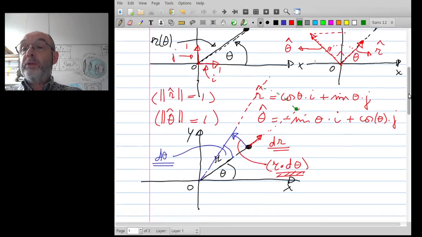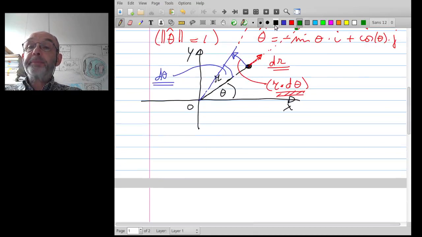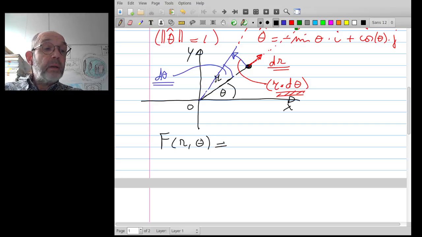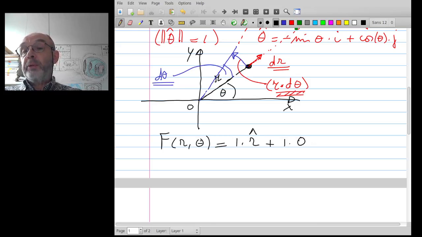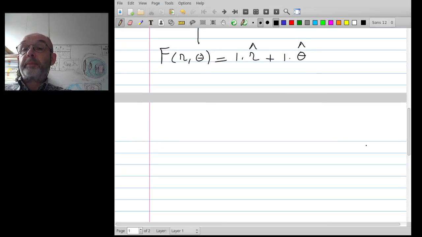Let's now look at some example. For instance, if a vector field is given in polar coordinates, so it's given in the range and the angle, and they give it as 1 times the unit vector in the r direction and 1 times the unit vector in the theta direction. Now let's see how that vector looks in the xy plane.